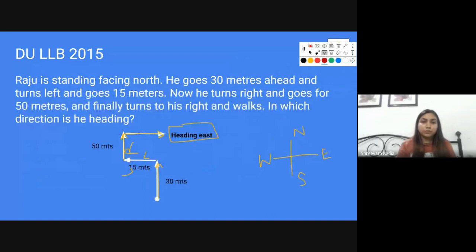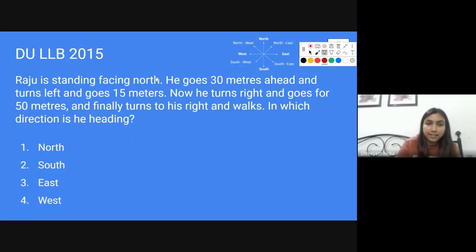Yeah, so you see here, Raju is standing facing north. We know north is here, so he's facing this way, and he moves 30 meters ahead, so he's gone 30 meters ahead in the north direction. After this he turns left, okay, if he's going this side, then his left would be here, and he goes for how much? 15 meters to the left side. Now if he's facing this way then his right will be this and left will be this, right? And he is gone towards which side?